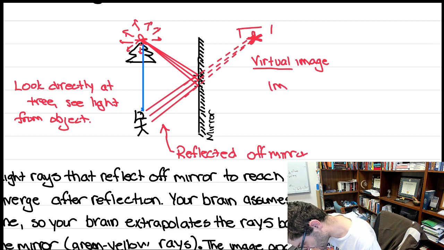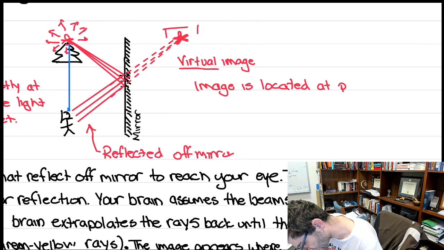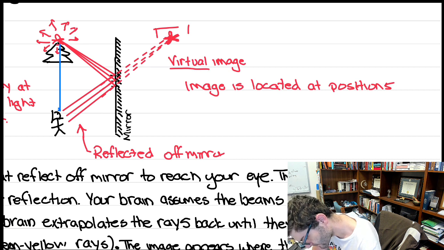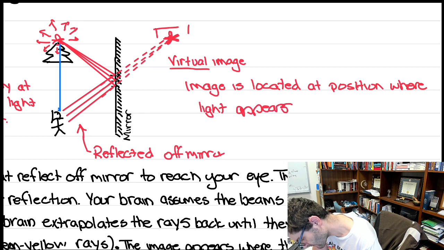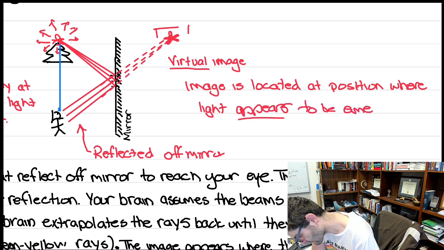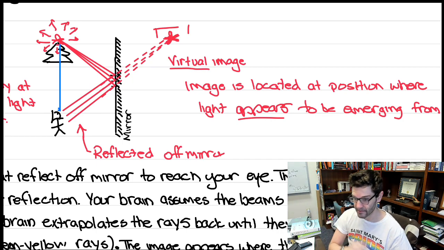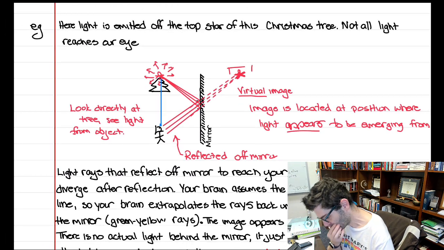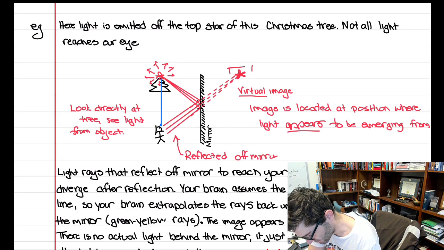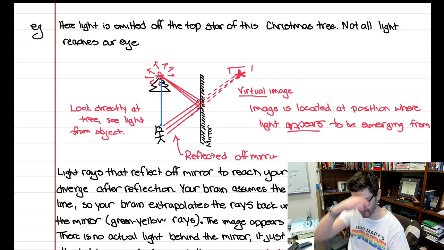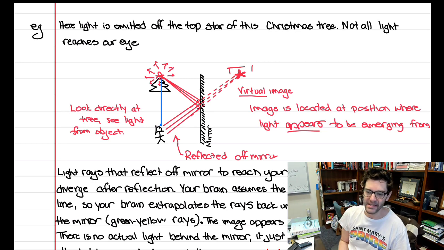So the image is located at the position where light appears to be emerging from. But there's no actual light that's emerging there, which is what makes it virtual versus real. So there's no actual energy. If I go to the modern view of light, I can't count any photons that are located at this position here. There's nothing actually behind the mirror. That image exists, in a sense, only in your brain.